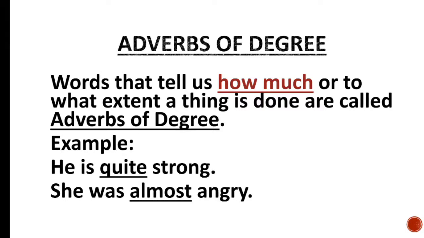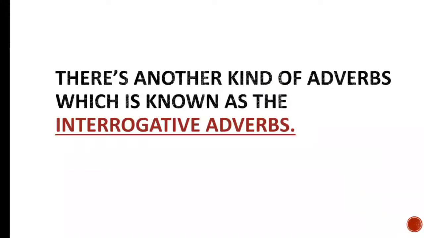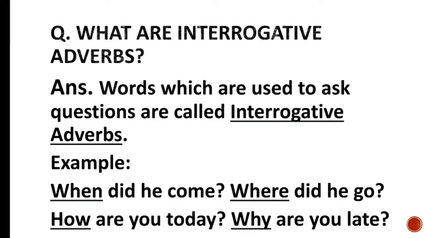Now we have finished the 5 kinds, but there is another kind of adverbs which is known as the interrogative adverbs. Yes, there is another kind which is not very important, but we are going to discuss this. So what are interrogative adverbs? Words which are used to ask questions are called interrogative adverbs. Example, when did he come? Where did he go? How are you today? Why are you late? So the question words when, where, how and why are called interrogative adverbs.